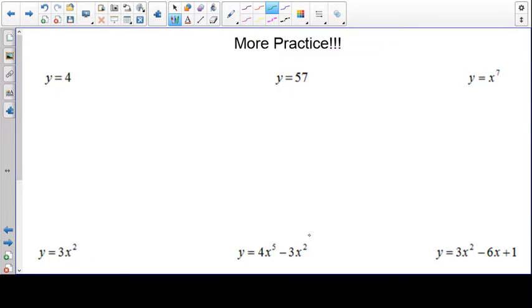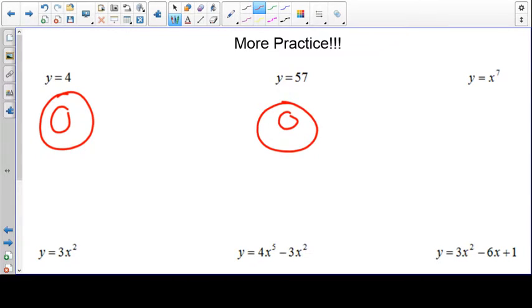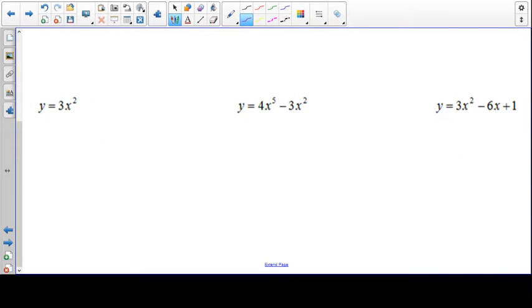So again, more practice. If I'm looking for the derivative of y equals a constant, that is still the derivative of a constant, which is my nice lovely donut hole. Same idea on 57. When I'm looking at this next one, the derivative of x to the 7th is going to be bring that 7 down, subtract 1, so 7x to the 6th. Same idea here, power rule, 3 times 2 gives me 6, 2 minus 1 gives me 1, so it's just 6x.